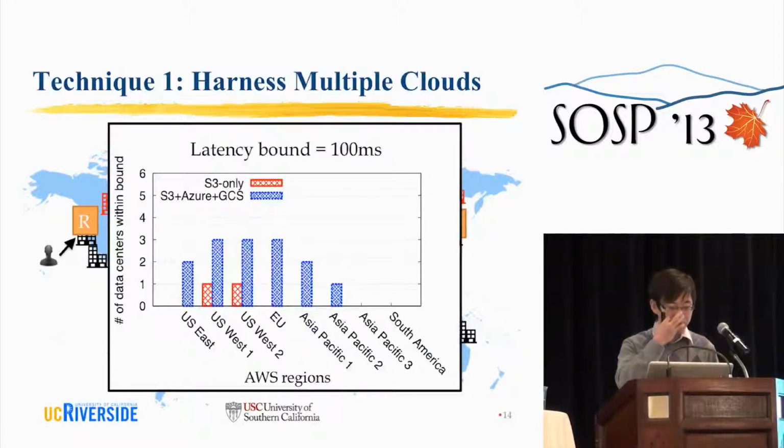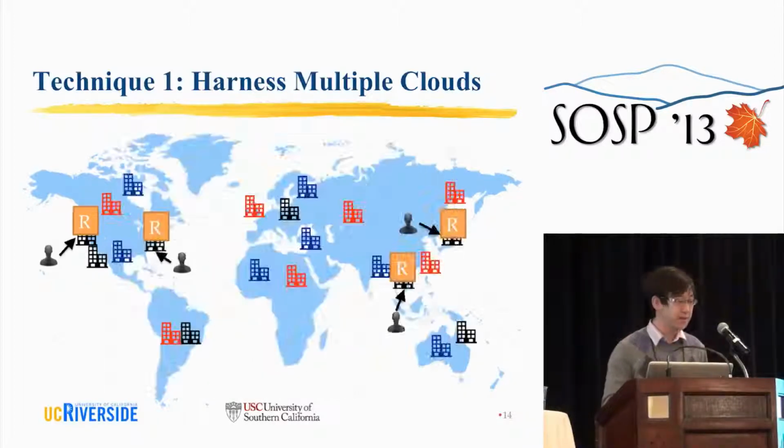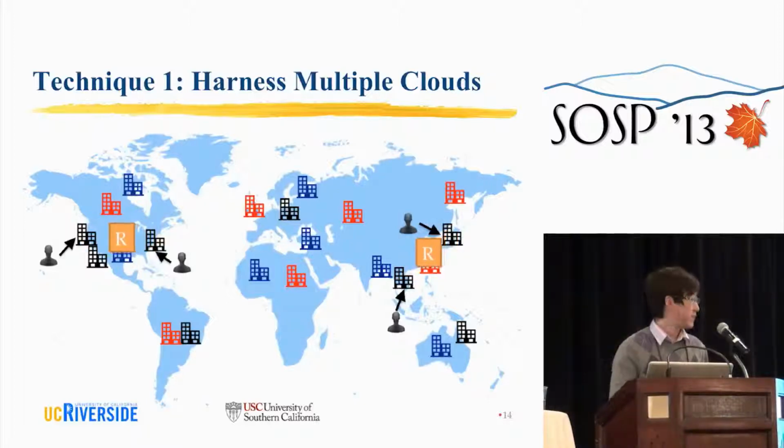We did the same measurement, but now using 3 clouds: Amazon S3, Windows Azure, and Google Cloud Storage. And we see that now within a 100 millisecond latency bound, there are more data centers. So by leveraging the denser data center locations, we can potentially reduce the number of replicas while meeting the latency SLOs.